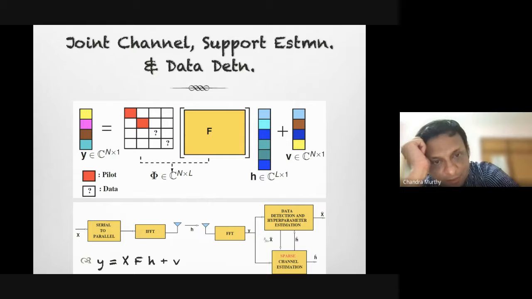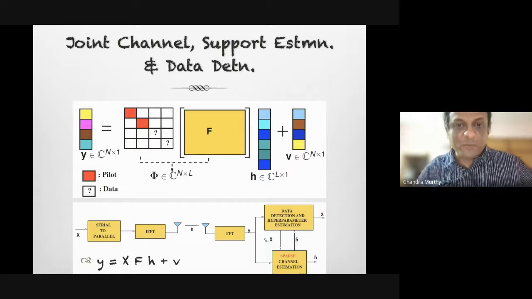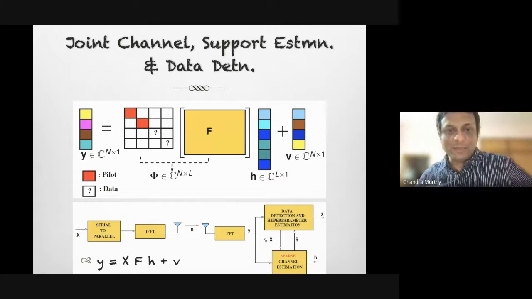One possibility that we have explored in this work is, if you can detect the data symbols, you can reinsert them back into this picture. You replace the question marks with your detected data symbols. Now you have a larger number of pilot symbols, and you can use that to improve your channel estimates. The channel is this vector H here. You can improve your channel estimates and then go back and detect the data symbols again, and that can improve the performance.